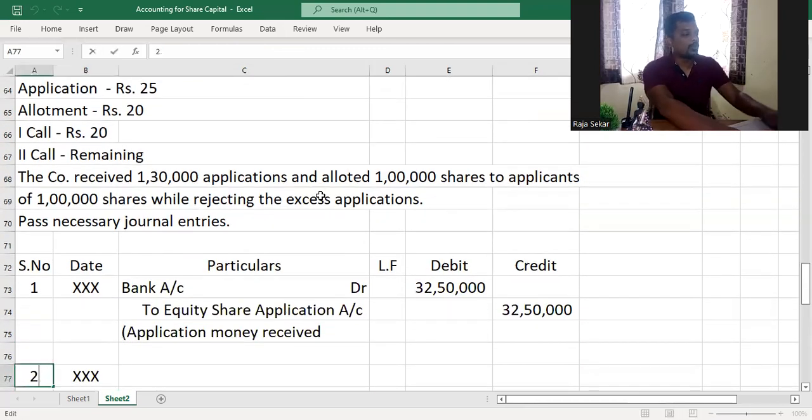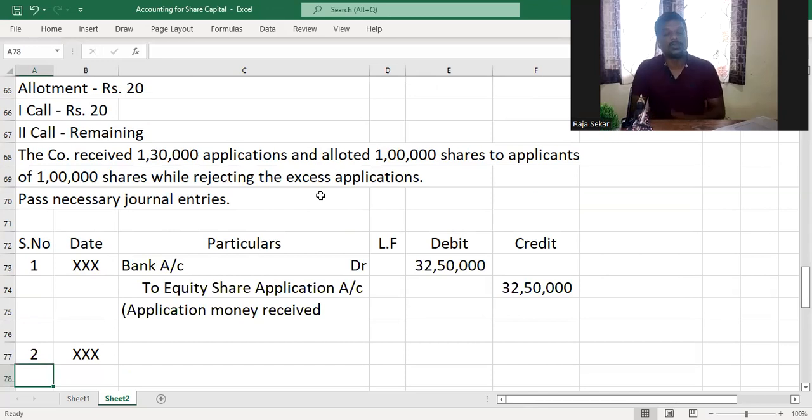Now moving on to the second transaction. In this case, the excess applications have been rejected. That is, you say I only have 1 lakh shares and you tell the remaining 30,000 applicants that sorry, we don't have shares to allot to you, and we are rejecting your applications. Now, when we reject the applications made by a shareholder, the company is supposed to refund the money received from the applicant. So the second journal entry here would be slightly different from the earlier journal entry.